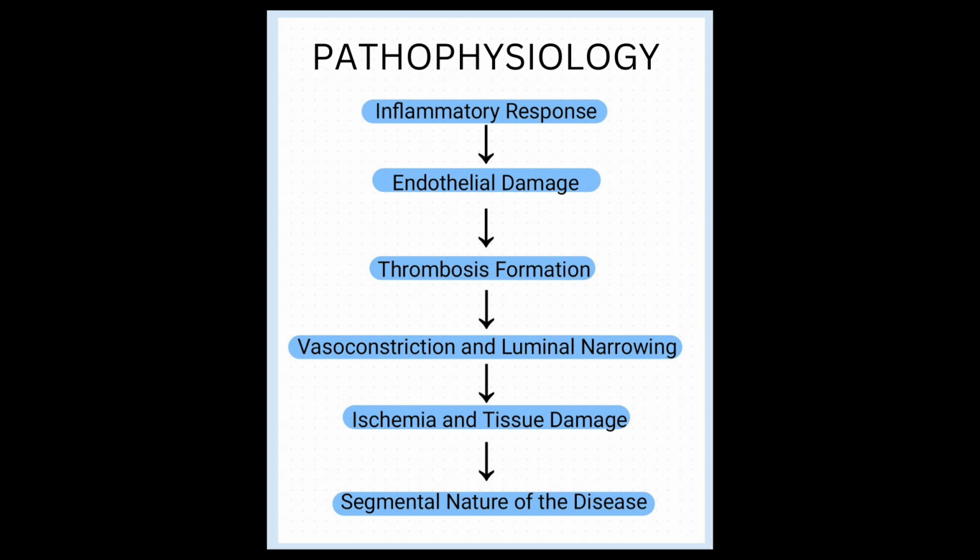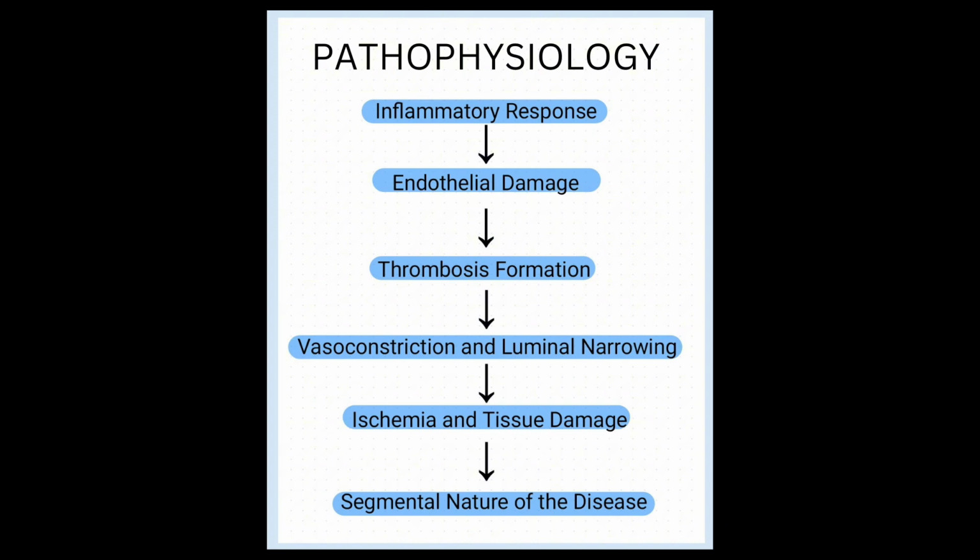Next is vasoconstriction and luminal narrowing. The inflammation and thrombosis result in vasoconstriction or narrowing of the blood vessels due to formation of clots and the inflammatory response. This narrowing further compromises blood flow to the extremities.